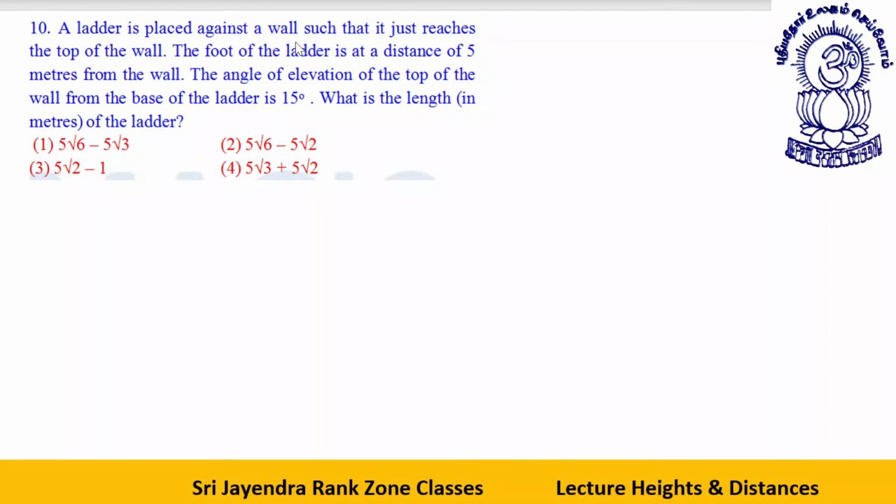A ladder is placed against a wall such that it just reaches the top of the wall. Let's say this is the wall, this is the top. The ladder is like this right now. The foot of the ladder is at a distance of 5 meters from the wall. The angle of elevation of the top of the wall from the base of the ladder is 15 degrees. This angle is 15 degrees. What is the length of the ladder? For this, dear students, you need to find cos 15 degree.